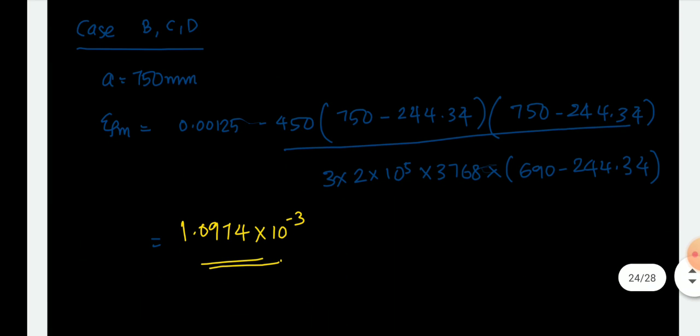Similarly for case B, C and D, all these 3 points are lying on the tension edge. That means a is the distance from the compression side to the tension edge, that is same as the overall depth of 750 mm. In all these 3 cases, you can obtain the value of epsilon m as 1.0974 into 10 to the power minus 3.